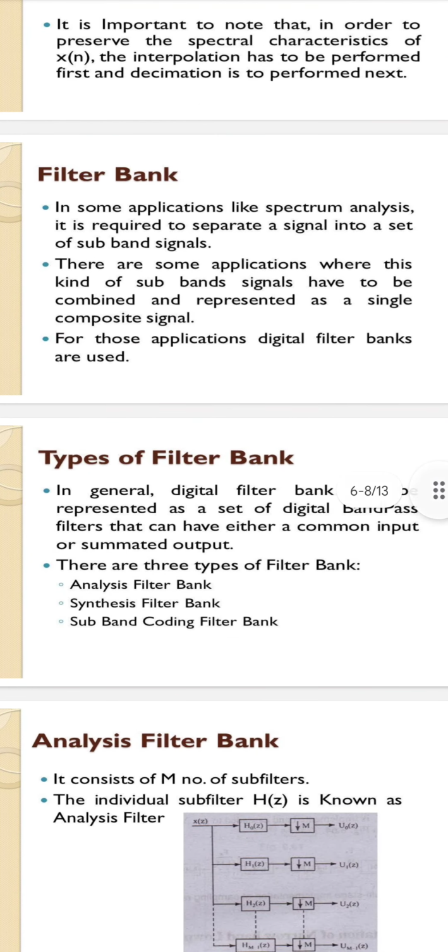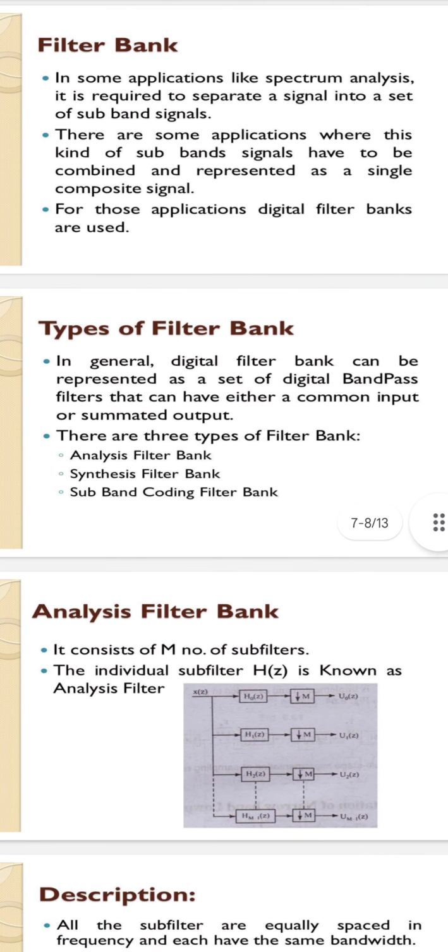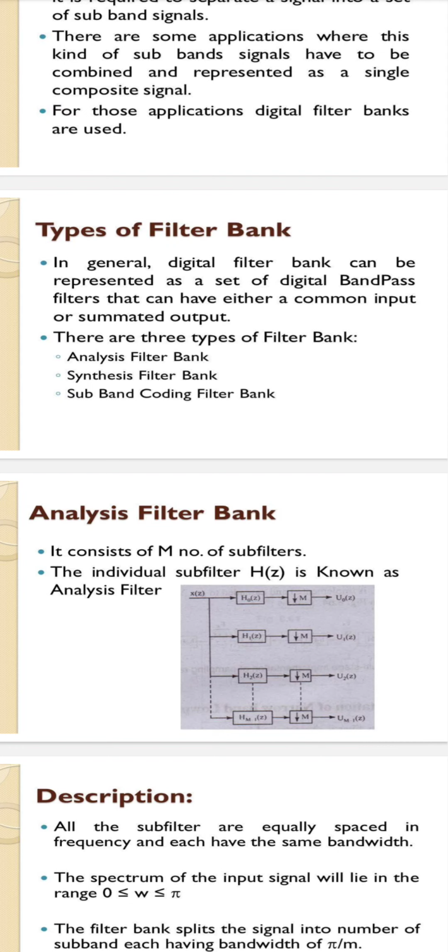Filter bank. In some applications like spectrum analysis, it is required to separate a signal into a set of subband signals. There are some applications where these subband signals have to be combined and represented as a single composite signal. For those applications, digital filter banks are used. Okay, what are the types of filter banks? In general, a digital filter bank can be represented as a set of digital bandpass filters that can have either a common input or a summed output.